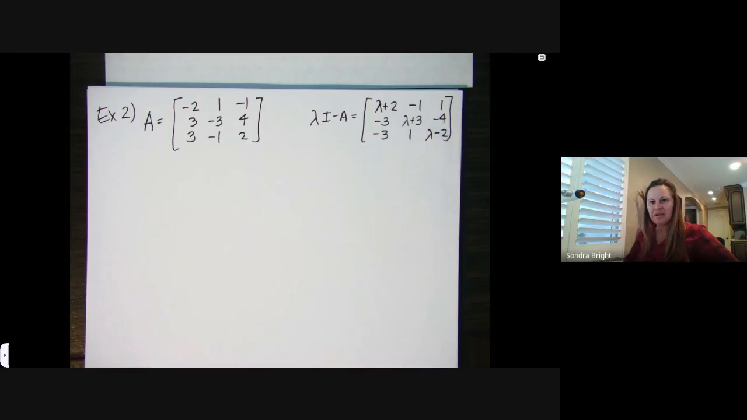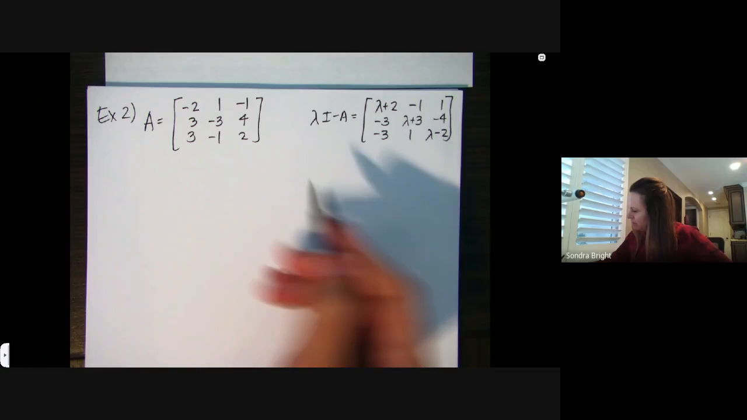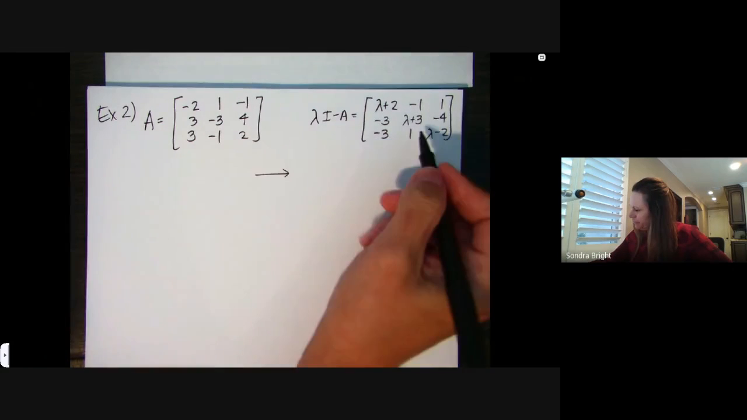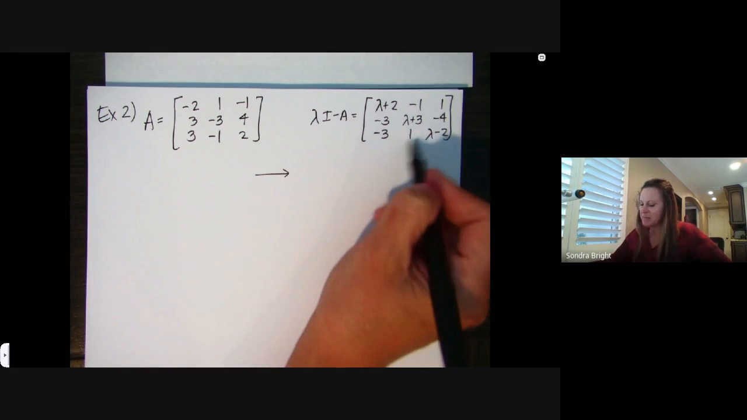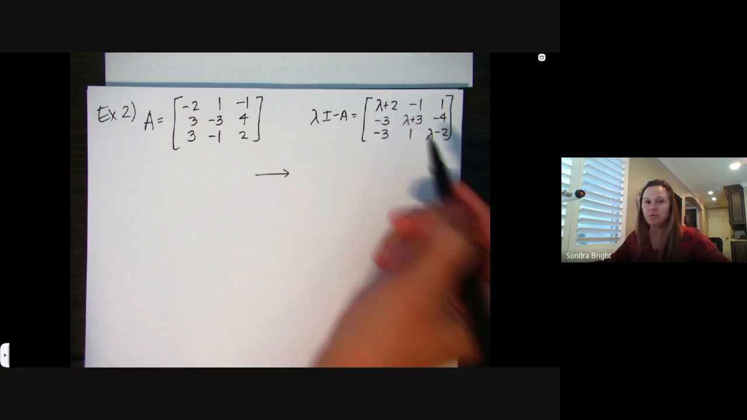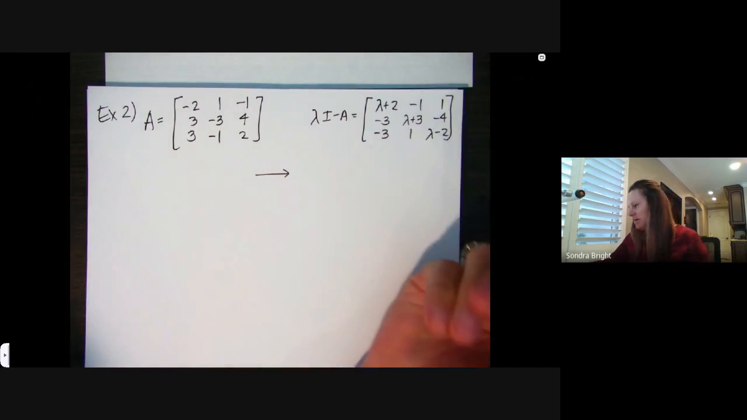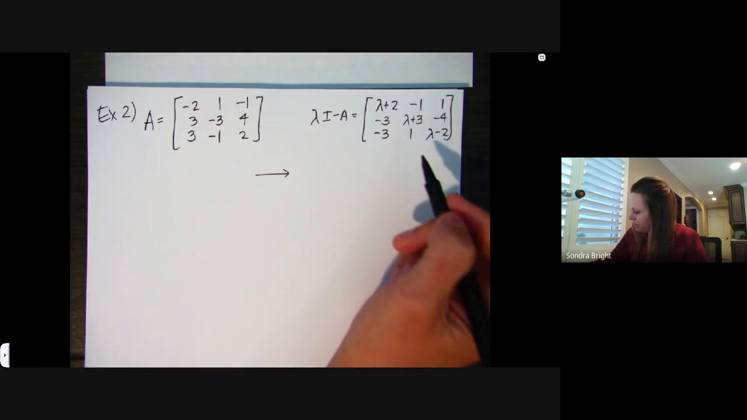All right, I don't have any zeros anywhere, and I don't know about you, but I would prefer to zero something out. Let's make at least one of them 0 just to help ourselves out. You can by all means find the determinant of this 3 by 3. You can totally do that too.